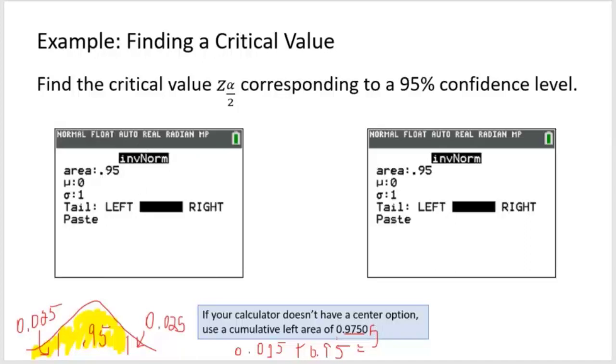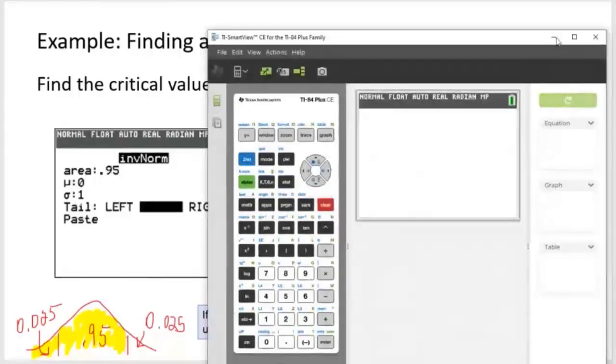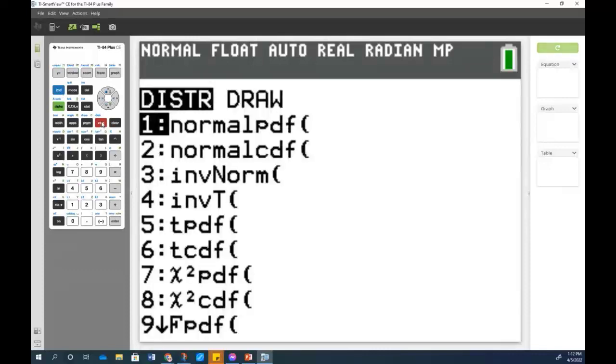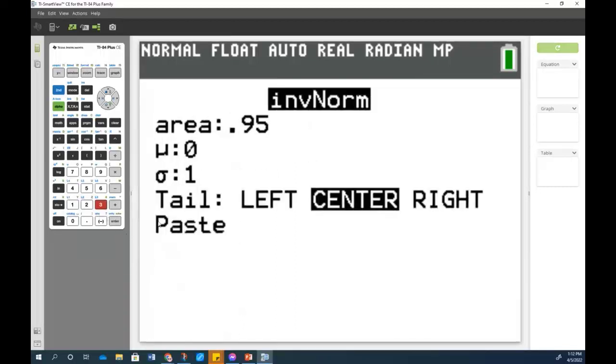Now, I did inverse norm. I don't have up here how to get to that because we've done it before, but I'll show you again real quickly. All of your distributions are found underneath second vars, and the same is true for the inverses of those. So it goes second vars, and you might not see all of the inverses you need, but inverse norm is right here, number 3.